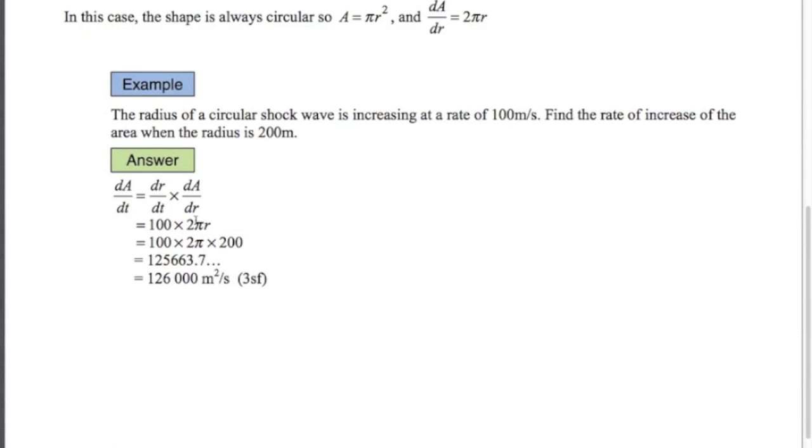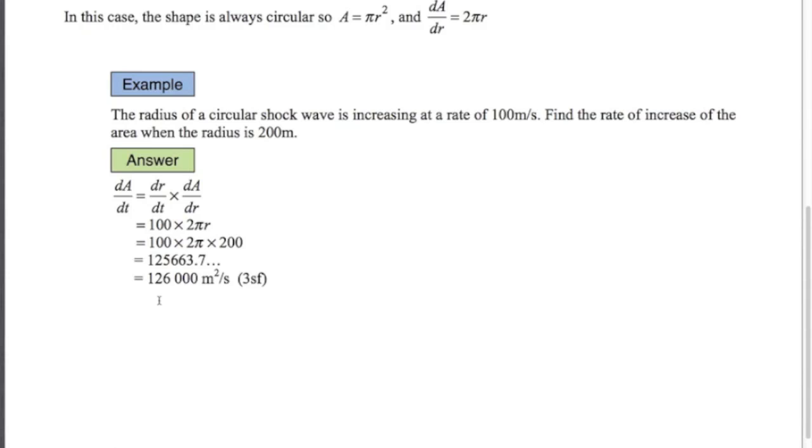And we want to know exactly what's happening when r is equal to 200. So we substitute in r equals 200, which gives us about 126,000 meters squared per second. Notice if we're talking about when the radius is 400 meters, it would be a lot quicker. The area would be increasing a lot more as the radius gets bigger. And if you think about that, that makes sense.